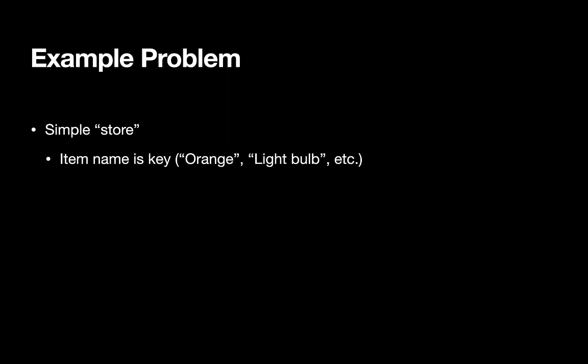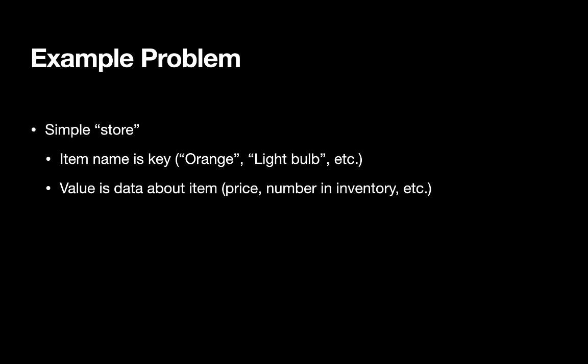The item's name will actually be used as the key rather than the strings we were looking at in the Amazon data. So for example, some of the items we'll include in our store are oranges and light bulbs, and there will be other examples. So those will be the keys that we're using. The value will be data about the item, so it might be price, the number of items in inventory, and other things like that. And we really don't care about that for our examples. We'll ignore the values, and we'll just focus on how we're storing things by key so we can later retrieve them by key.